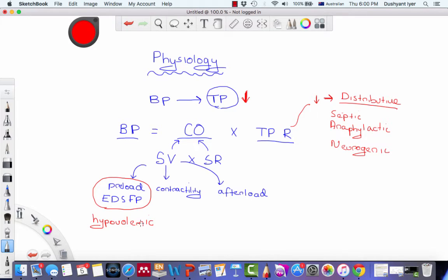circulatory volume. If you have a low circulatory volume, you cannot fill your left ventricle at the end of diastole as well as if you have a normal circulatory volume. Because of that, you have a lower preload. Because of that, you have a lower stroke volume, and because of that, you have a low cardiac output, and because of that, you have a low blood pressure and hence tissue perfusion.